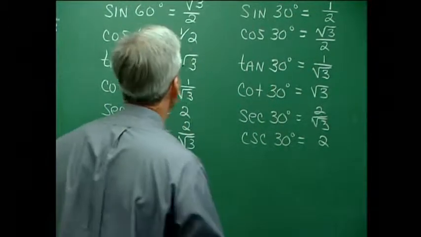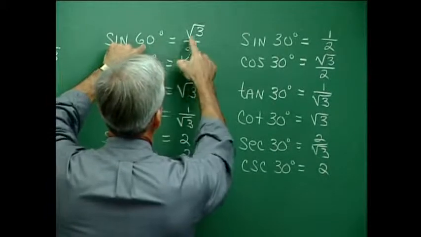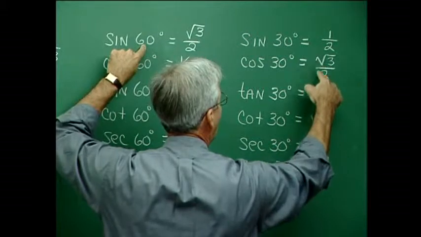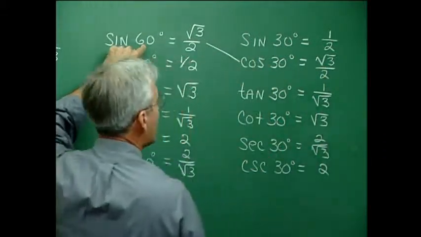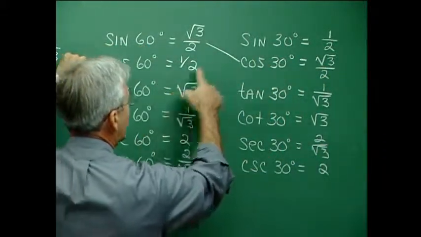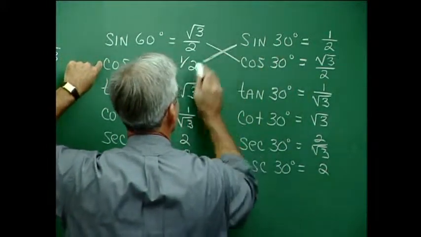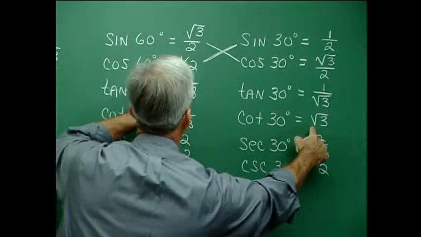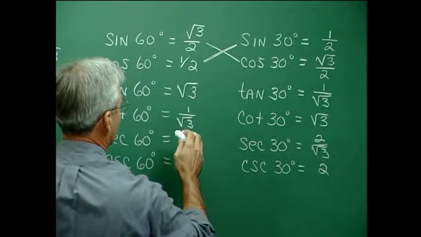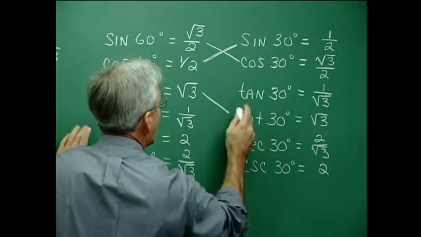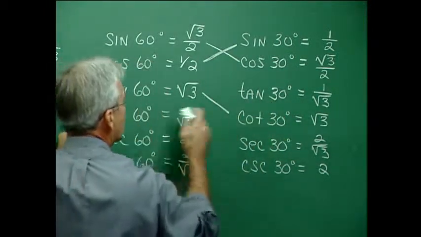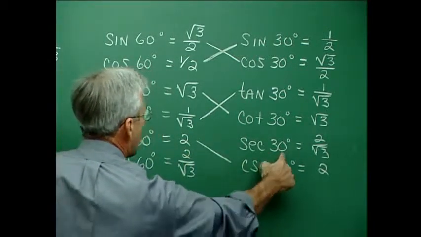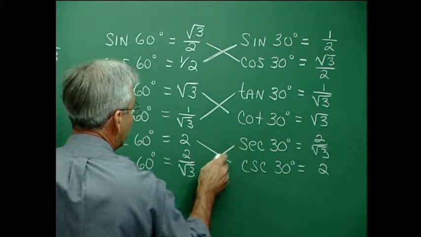But there's a pattern to it. The sine of 60 degrees is the square root of 3 over 2. The cosine of 30 degrees is also the square root of 3 over 2. Those two are the same. And the cosine of 60 is the same as the sine of 30. Those two are the same. Wow, and then look at this level. The square root of 3, the square root of 3, same. Tangent 30, cotangent 60, same. Secant 60, cosecant 30, same. Secant 30, cosecant 60, same.